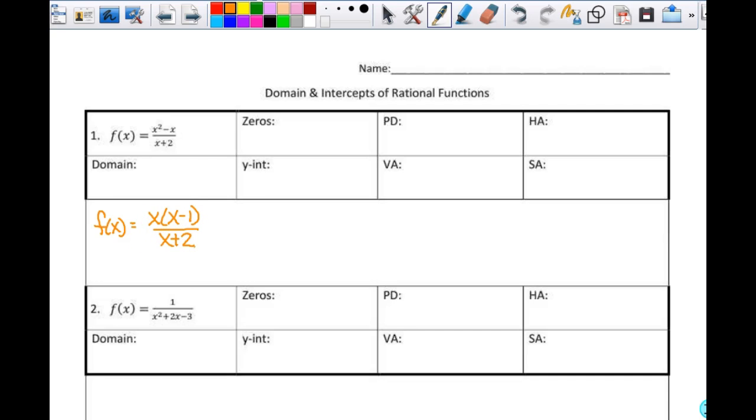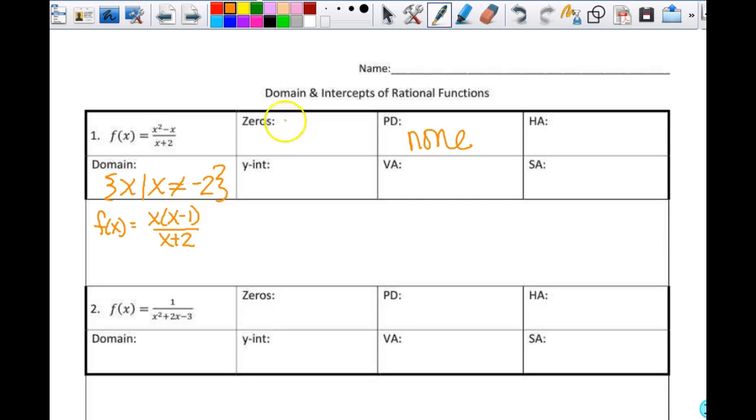Okay? So the first thing I do before I cancel anything, if I can, is find the domain. My domain is the set of all x's such that x cannot equal what? Negative 2. Right? Because my domain just comes from my denominator. Then I see if I can cancel anything. Can I cancel anything? No. So since I can't cancel anything, I don't have any point discontinuity. Even though that's not the second blank, I can go ahead and put none there. That's the only way you get it, is if you have something you can cancel.